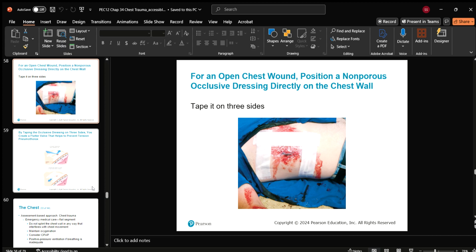So what do you do if this is your patient? You have this type of dressing on the patient and they are showing signs of a tension pneumothorax. What would you do for them?